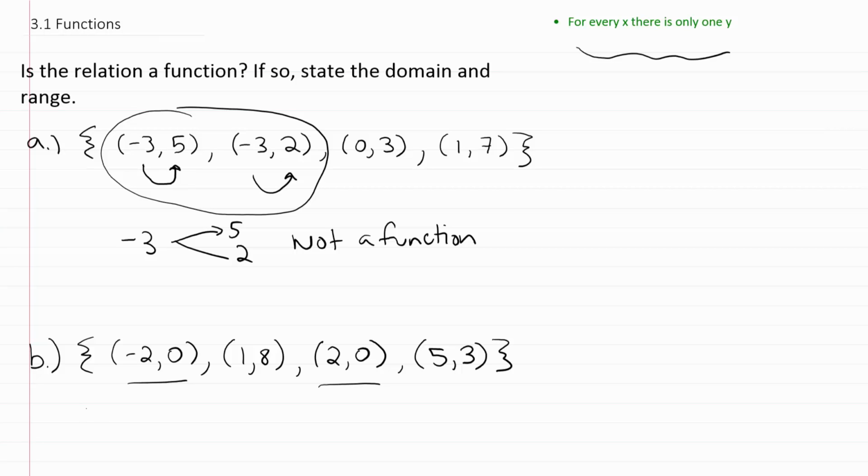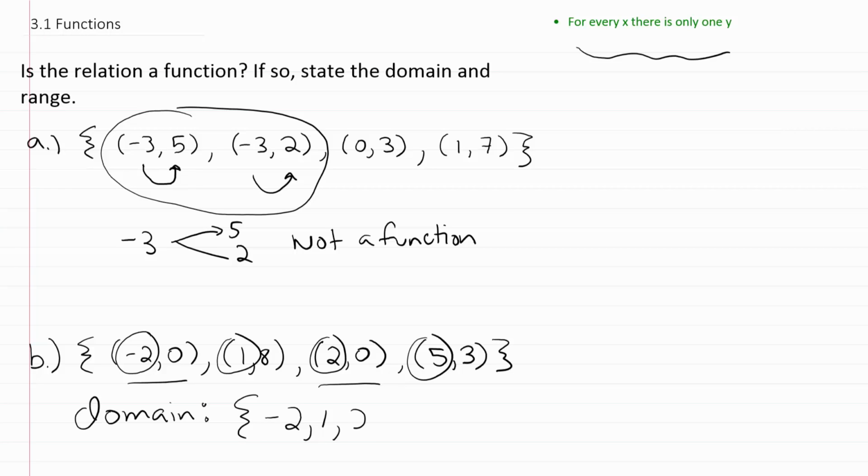So the domain here is simply going to be all of the values in the x position, or what we traditionally call the x position. Of course, you know that x and y, that terminology is arbitrary. We could just as well call it t and z. So it actually doesn't matter what you label them. So in other words, the first coordinate of each point is going to represent the domain, right? So in this case, the domain is simply the set -2, 1, 2, 5.